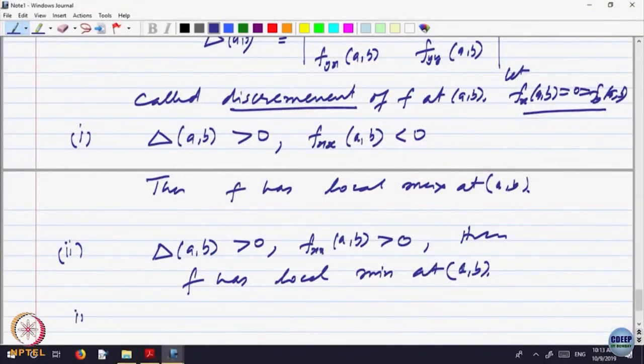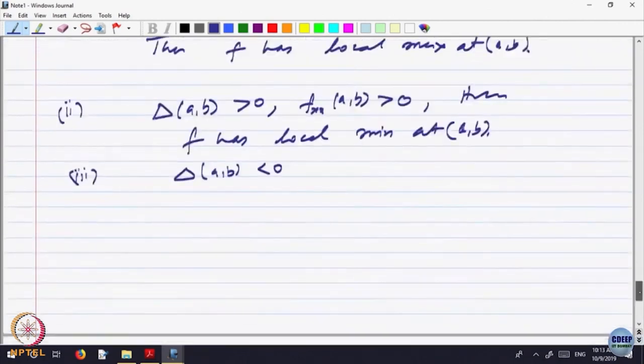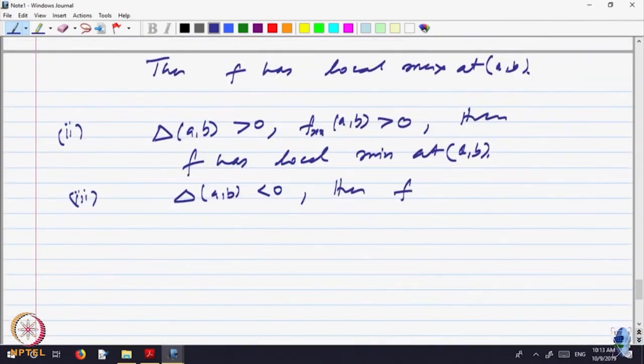So what is the other possibility? The discriminant at that point (a,b) is less than 0. In that case, f has a saddle point at (a,b). So look at the discriminant: if it is bigger than 0, look at the second order derivative with respect to x; if it is bigger than 0, local minimum, less than 0, local maximum. And if the discriminant is less than 0, then you can conclude it is a saddle point.